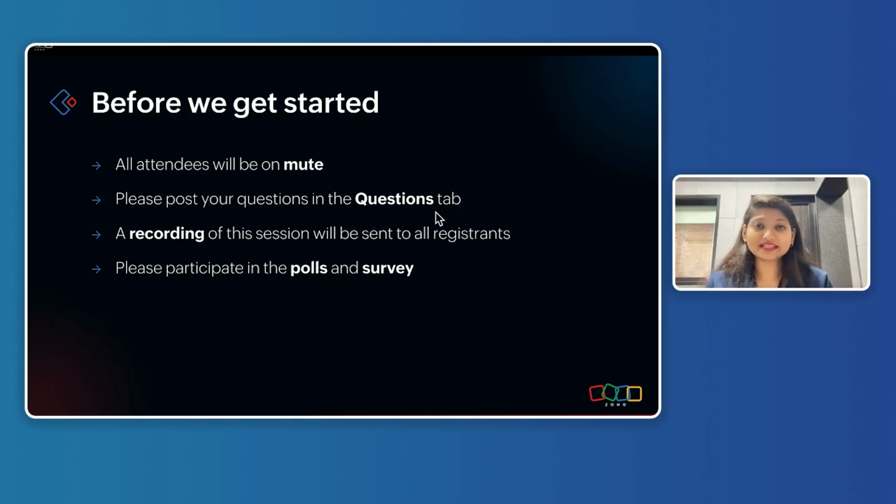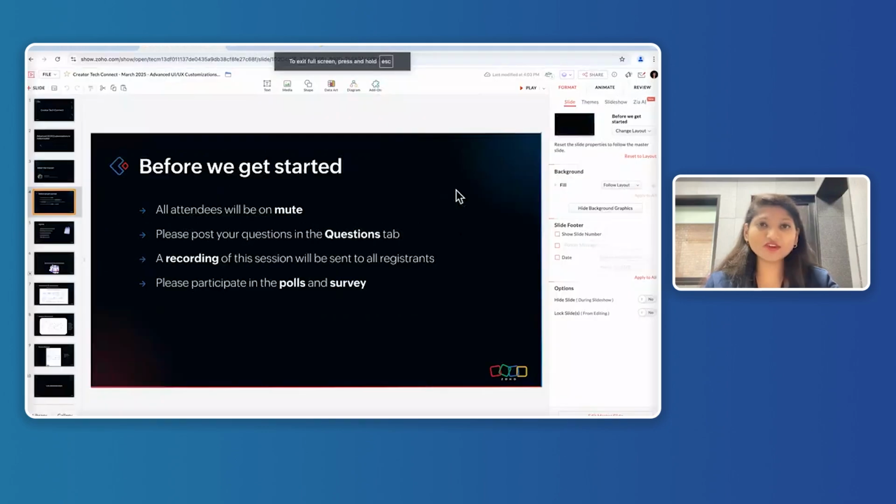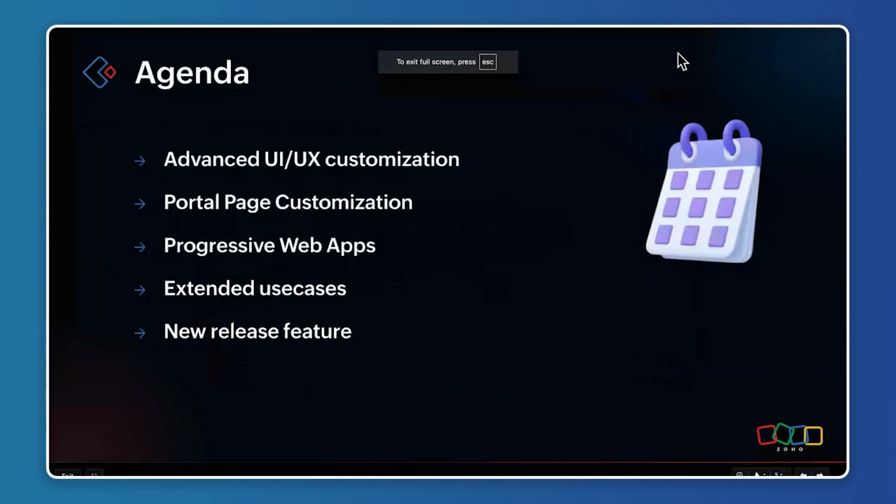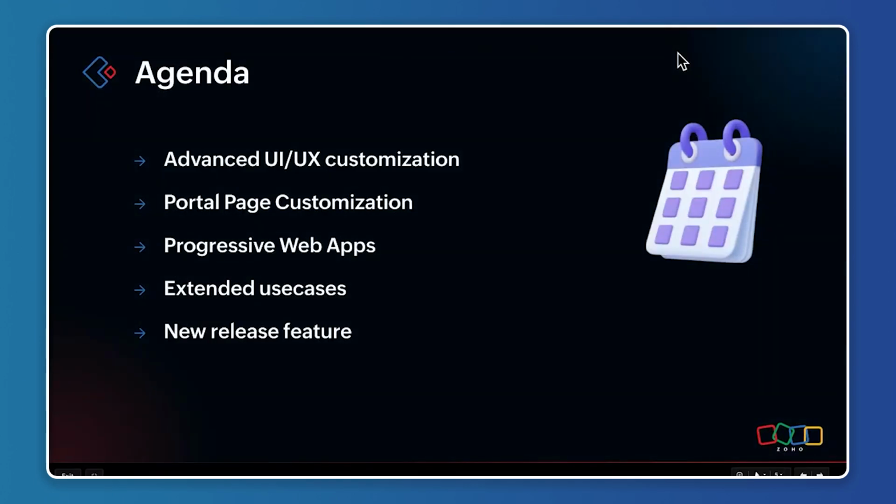Before we understand the agenda for today's session, let me quickly turn off my video for better screen visibility. So let's talk about the agenda. The first topic is the different advanced UI and UX customizations that we are going to perform within an application, right? Followed by that, we will understand the different portal customizations, portal page customization, and the progressive web apps, how you can use your Zoho Creator application in your mobile browser.